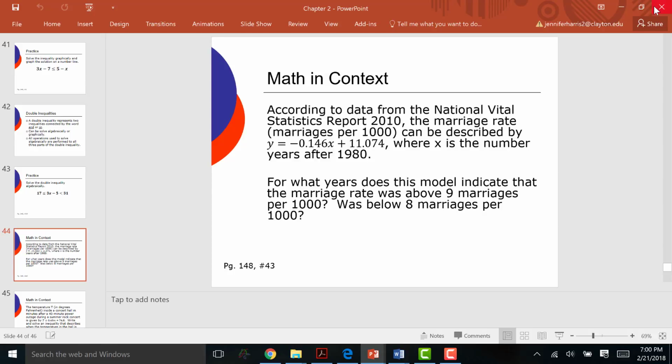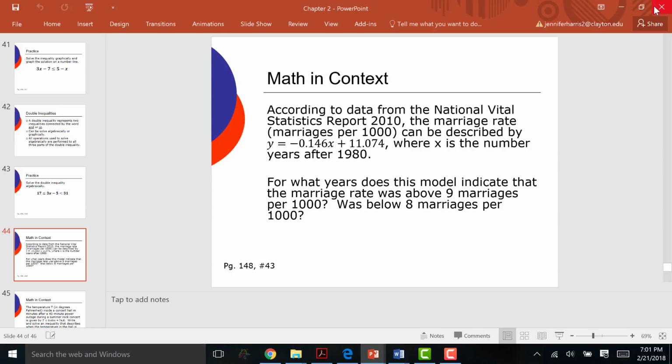Let me scoot this over just a little bit because I'm going to write the other half as well. So I've got negative 0.146x plus 11.074, greater than 9. What does the other half of the problem ask us to do? When the marriage rate is below 8, what should I put for below 8? Less than 8. Less than.